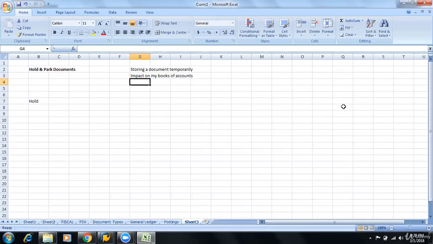Okay. So what do they do? If they don't impact my books of accounts, they are stored temporarily. So what is the basic difference? Let me first tell you what hold document is. Once I explain what hold is, then we can go on to park documents. Yes, these two are separate topics, hold and park documents. First, we are taking up hold documents. Very simple thing.